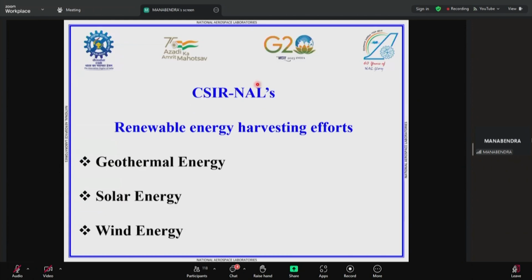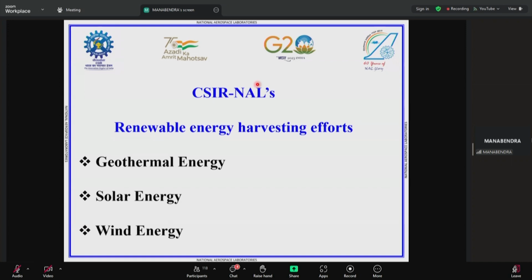Coming to the renewable energy harvesting efforts, we again have three verticals: geothermal energy, solar energy, and wind energy. Please keep in mind what I said in the previous slides. We are talking about spin-offs from turbo machines. So even here, you will see that somewhere the flavor of turbo machinery exists in the efforts to harness renewable energy.